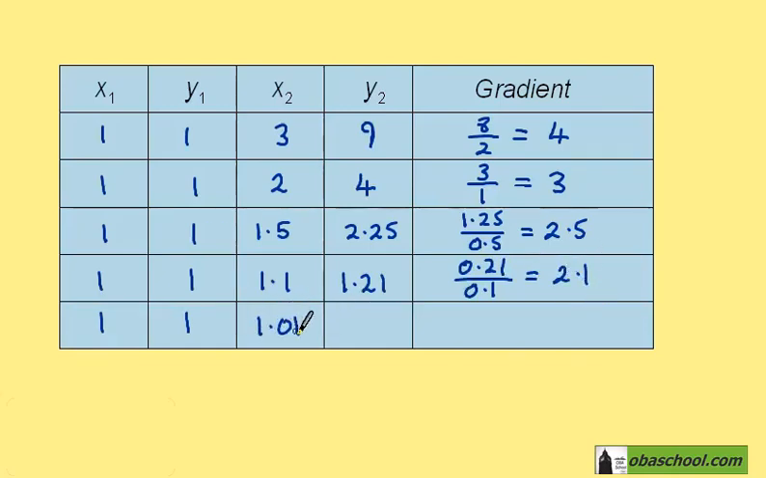We could go to 1.01, very close. If we square that, we get 1.0201, and this take away this gives 0.0201 divided by 0.01, which is 2.01. We can see, following this sequence, that it appears to be approaching 2. So we might estimate 2 as a gradient for this curve at this point.